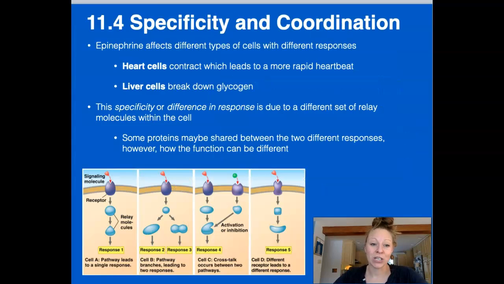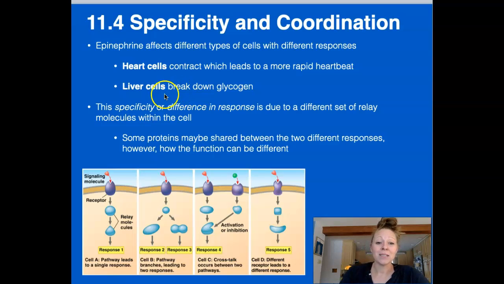Specificity and coordination. Epinephrine is going to act differently on different types of cells. For example, if you have a heart cell, it's going to make the cell contract, which is going to allow less blood to go through at a moment, and it's going to increase to a rapid heartbeat. Whereas liver cells, when they have received a chemical message from epinephrine, are going to break down glycogen.